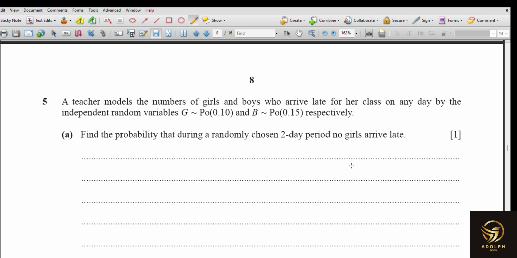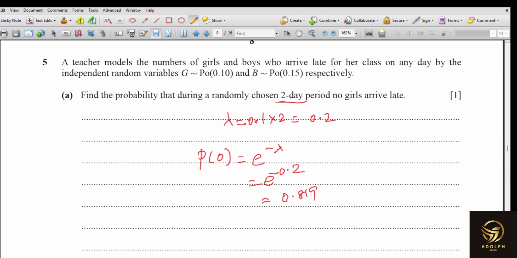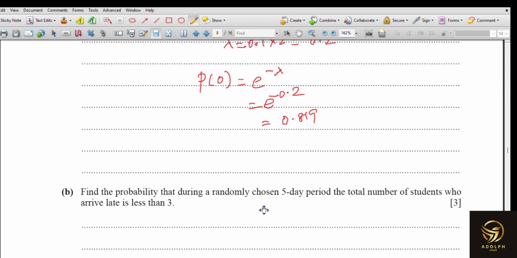It means that, but it is a 2-day period, so the lambda value is going to be 0.1 multiplied by 2, which is 0.2. Since we have to find the probability of 0, the value is just e power minus lambda. So e power negative 0.2 is the value, that is 0.819. Yeah, right. So it's easy. So let's move on to the next one.